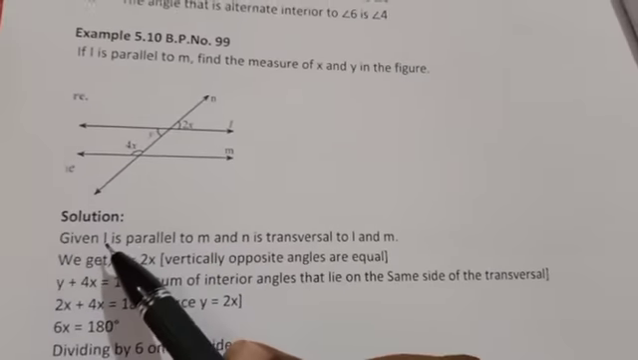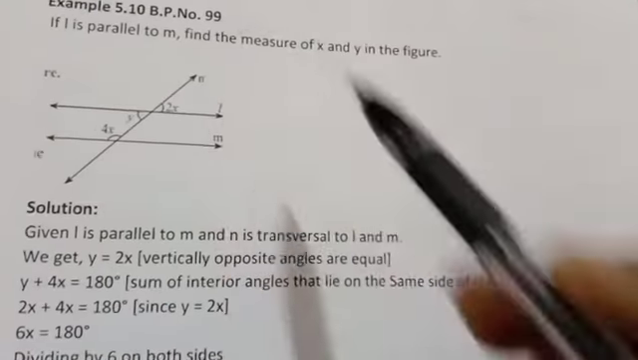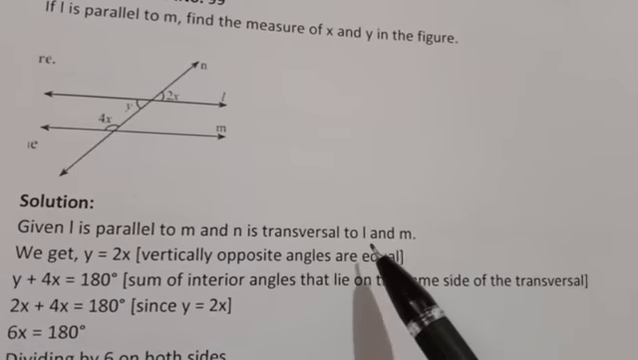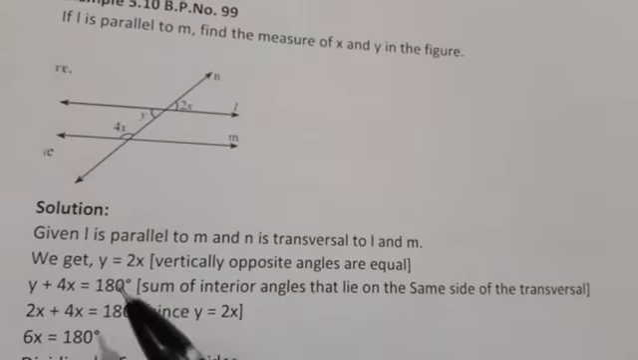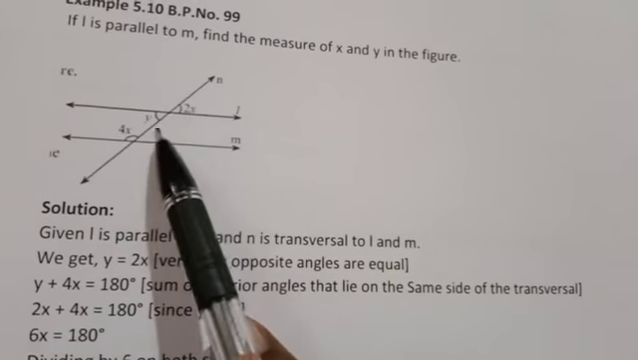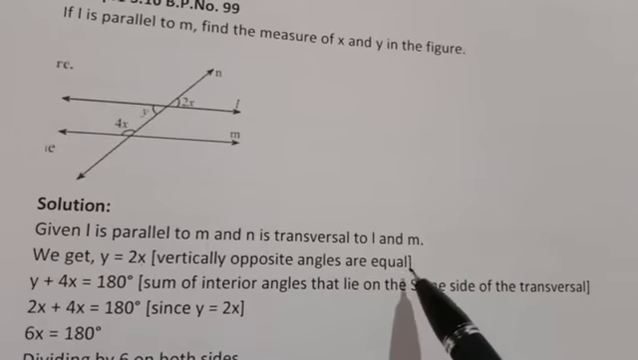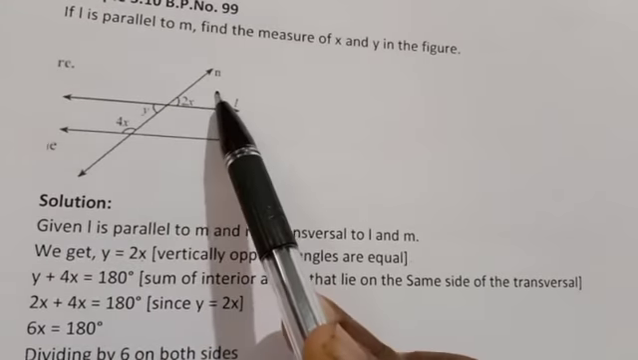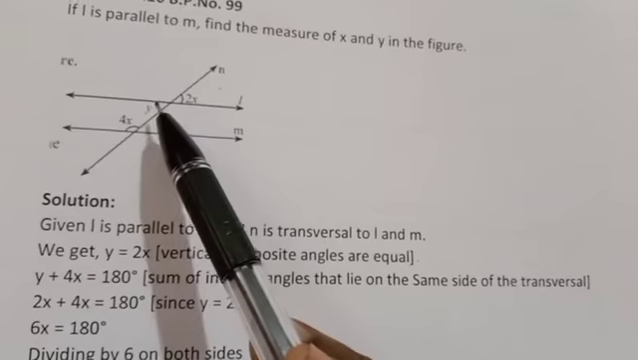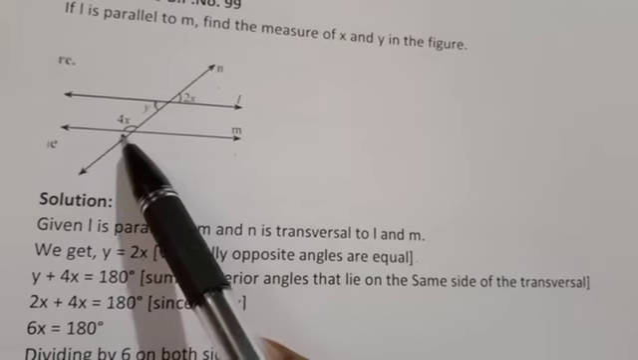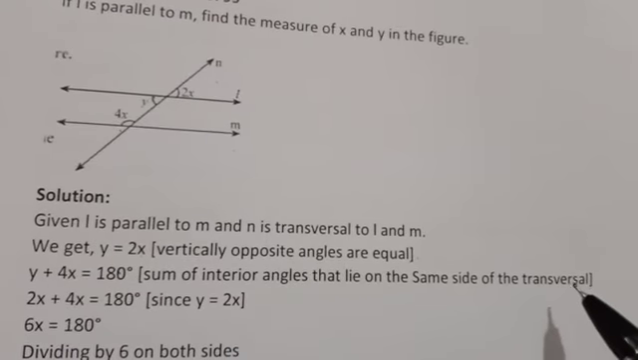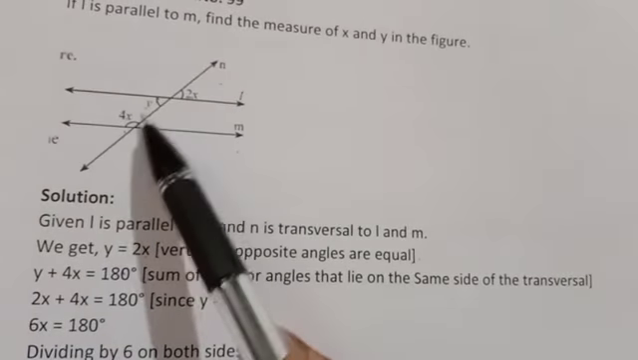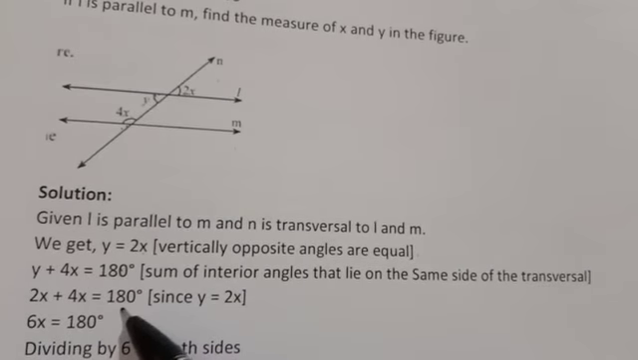So what is given in the question? First write: L is parallel to M and N is transversal to L and M. These two are vertically opposite angles. So y is equal to 2x because vertically opposite angles are equal. Then one more result: y plus 4x is equal to 180 degrees. Why? Because the sum of interior angles that lie on the same side of the transversal is 180 degrees.